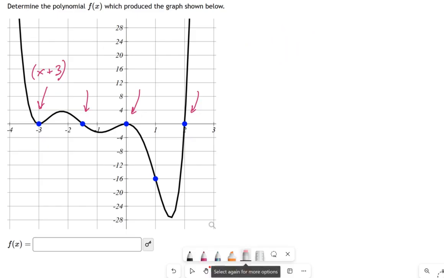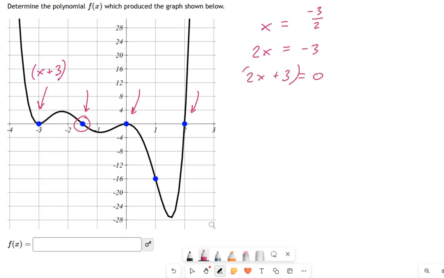Now, it would be a little different if you had fractions. You'd have to be careful about those. So it's not quite an exact sign flip. And we'll see how that works with this next one. See this guy right here? Well, that's x equals, looks like -3 over 2. So I'm going to move that over by doing multiplication. I'm going to say 2x equals -3, and then that's going to become 2x plus 3. That's my factor. You could also say it's x plus 3 over 2.